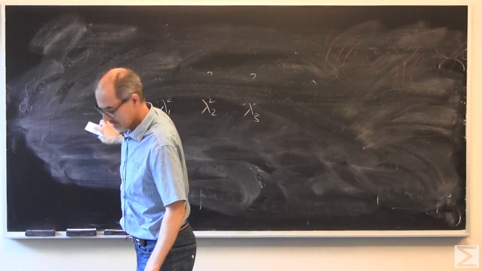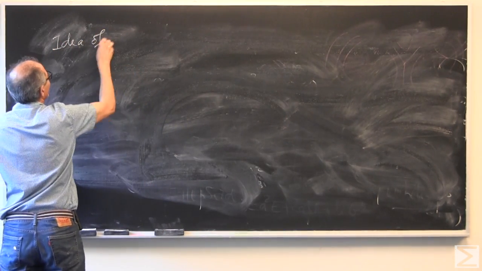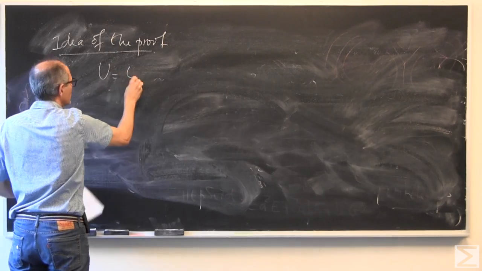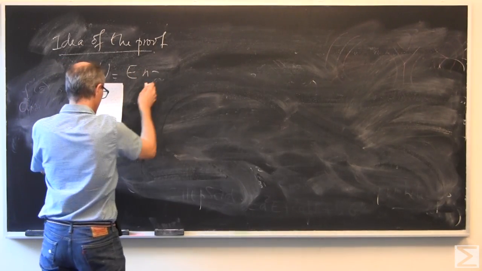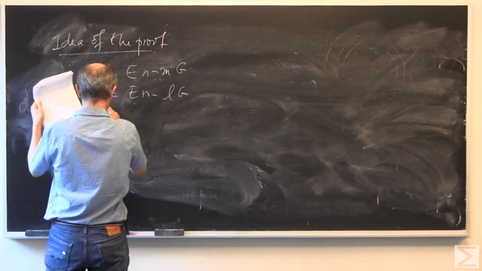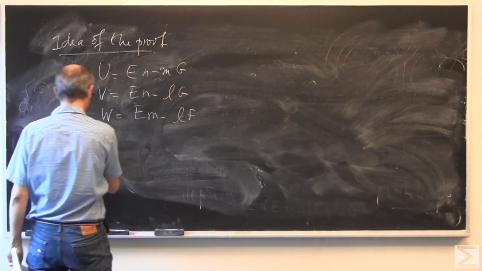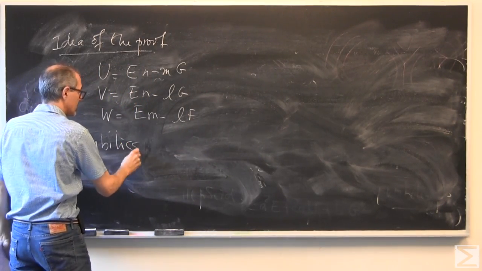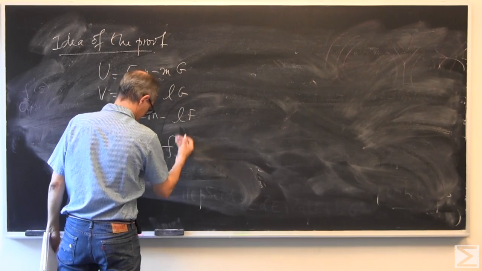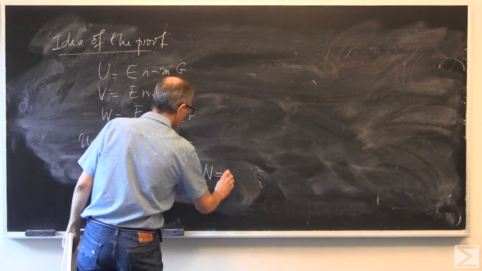Maybe I'll skip. Well, I'll just give you the idea of the proof, quickly. All right, idea of the proof. So basically, we know what umbilic points are. Umbilic points is where the coefficients of the lines of curvature are zero. And so umbilics is where F is equal to epsilon and U equal to zero, W equal to zero, for example.